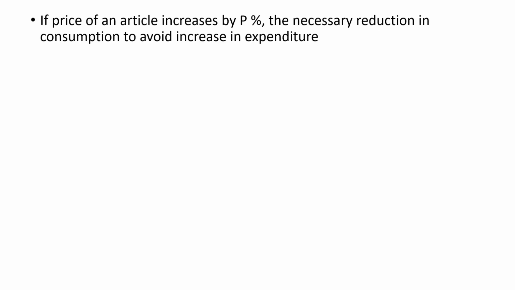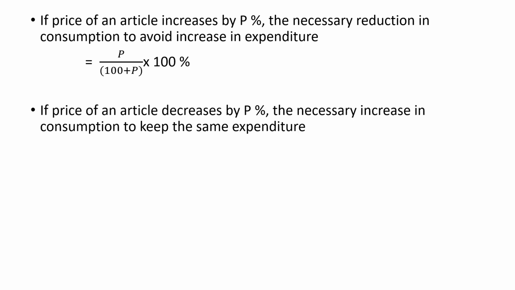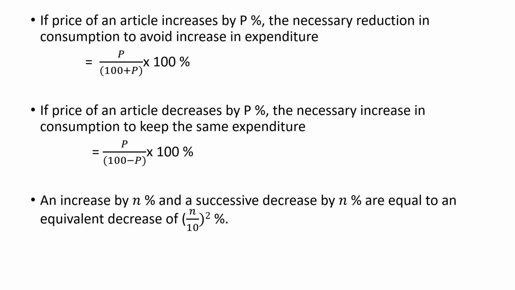If the price of an article increases by P%, then the necessary reduction in the consumption to avoid an increase in expenditure is given by P by 100 plus P into 100%. And if the price of an article decreases by P%, the necessary increase in the consumption to keep the same expenditure is P divided by 100 minus P into 100%. An increase by n% and a successive decrease by n% is equal to an equivalent decrease of n by 10 whole square, or n square by 100%. So these are the rules.